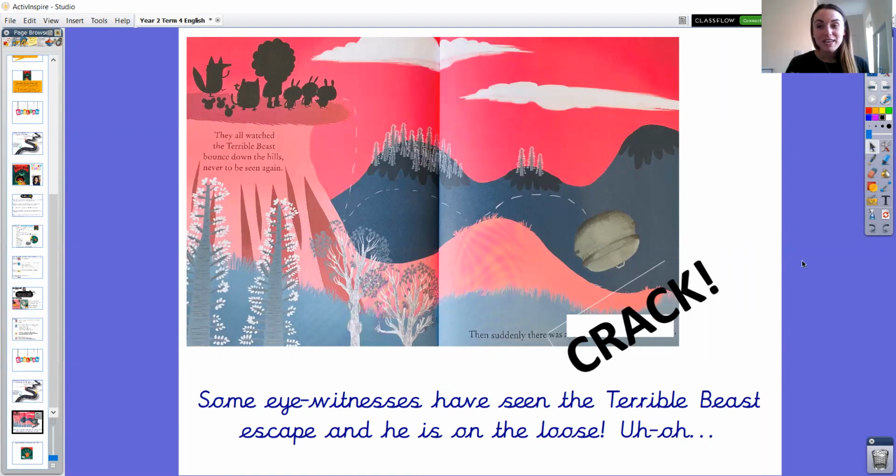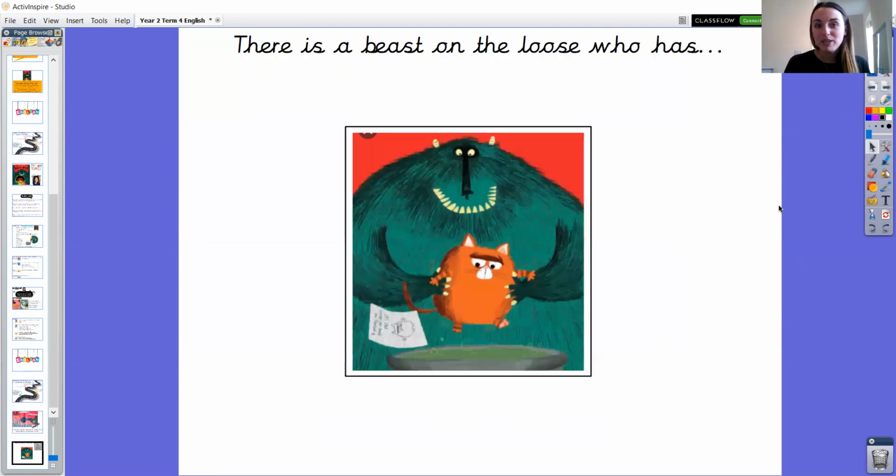Uh-oh. So Year 2, the terrible beast has escaped from the steaming pot, which means that we need to create a wanted poster to find the terrible beast before he puts anything else in a terrible soup that he's trying to create. This is a big problem, Year 2. So some eyewitnesses saw the beast on the loose. And those eyewitnesses are you, Year 2. So we're going to be having a think today about drawing the terrible beast based on what you saw and describing him so that we can help everyone find the beast that's on the loose.